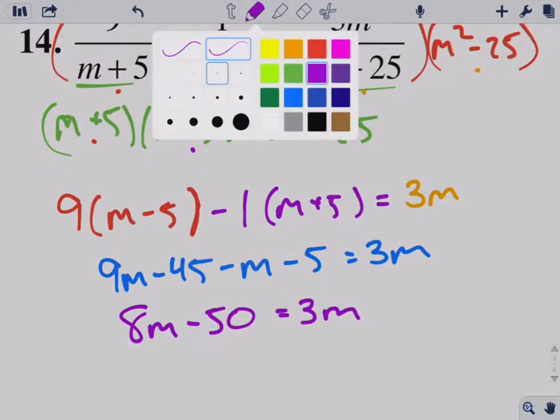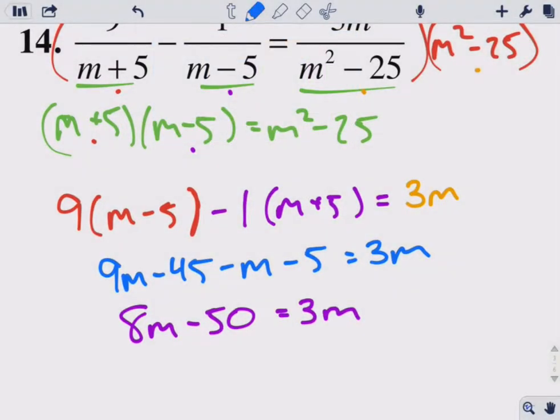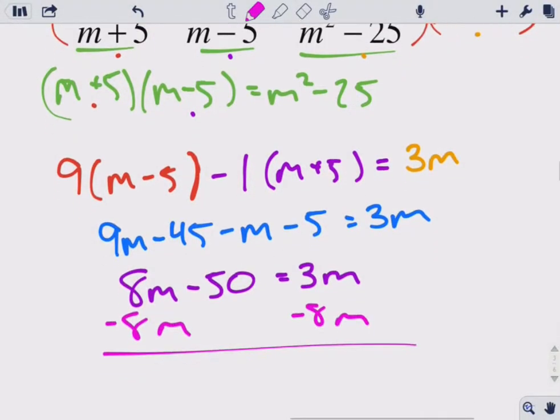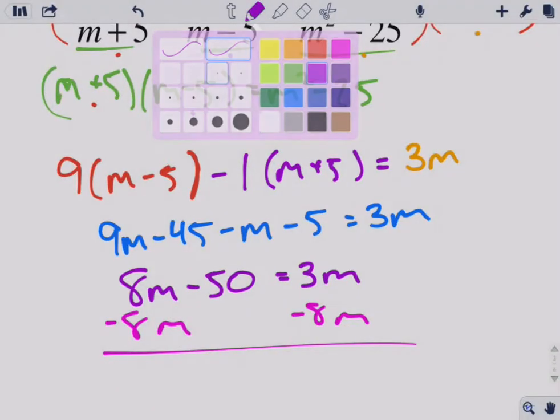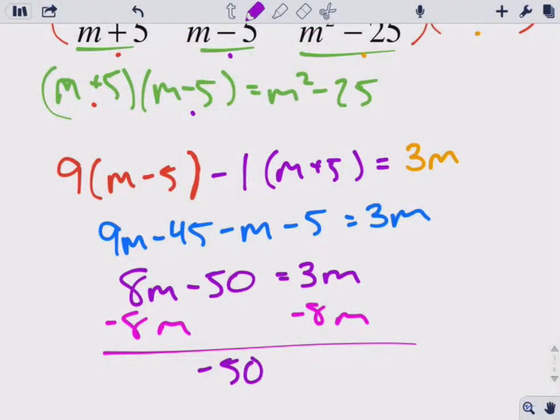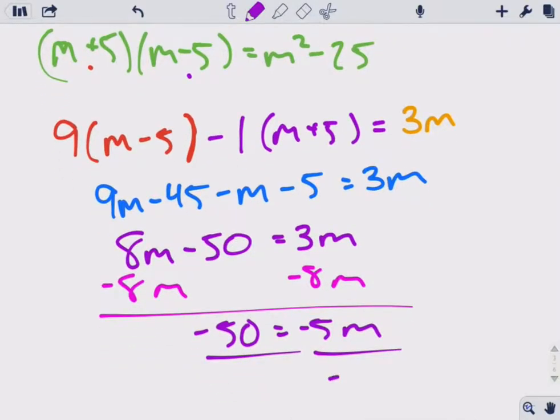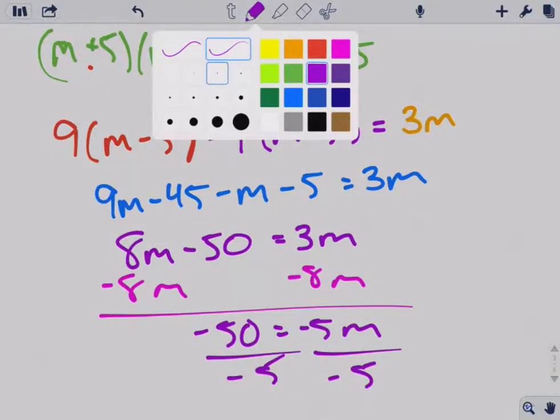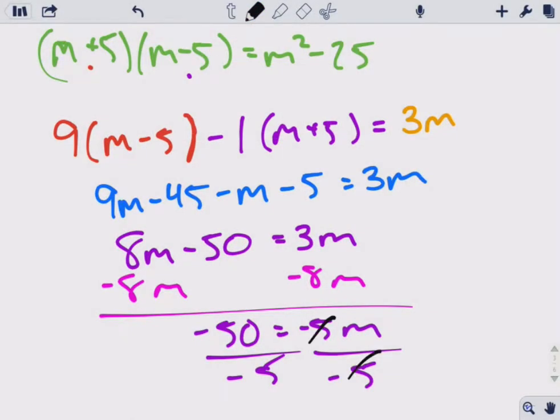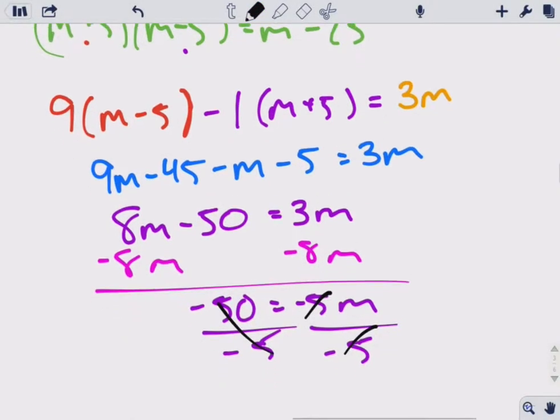Subtract the 8m. If I subtract the 8m, that means I'm going to get negative 50 equal to negative 5m, and then I divide by the negative 5, and stuff will cancel. And so we've got 10 is equal to m.